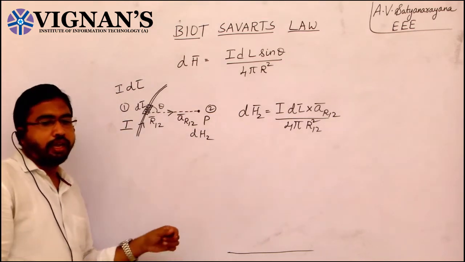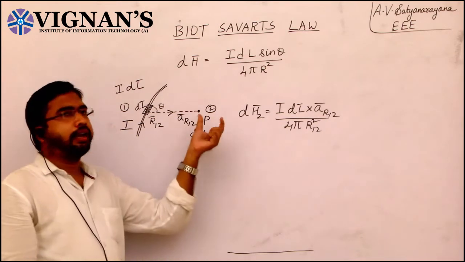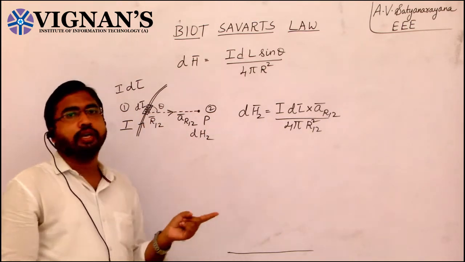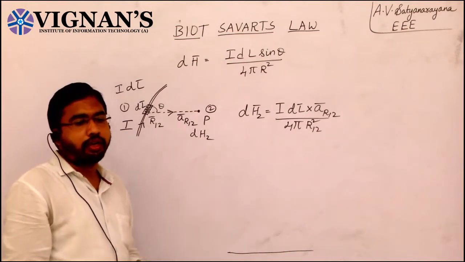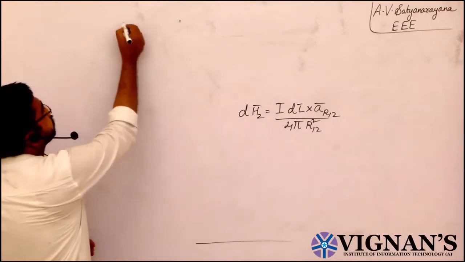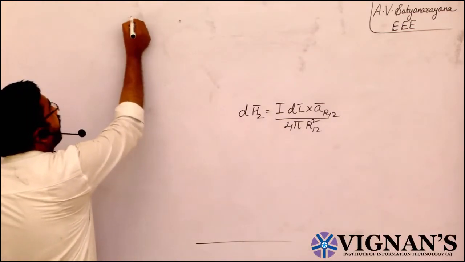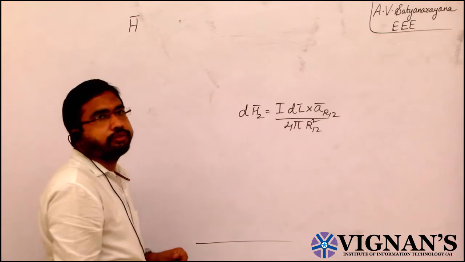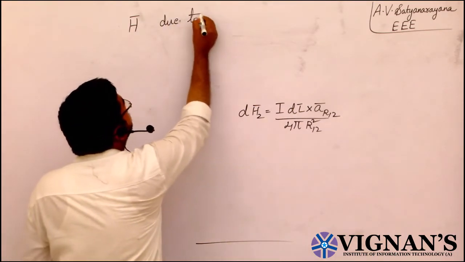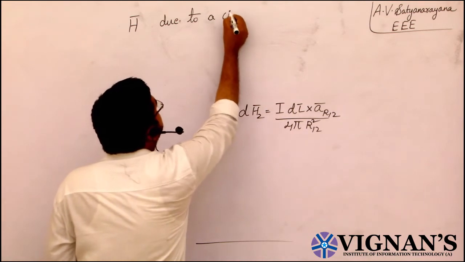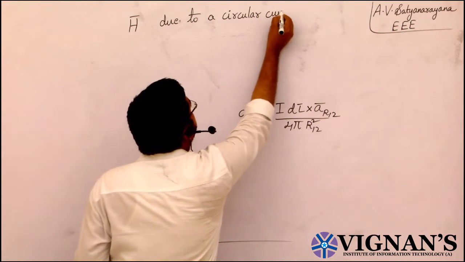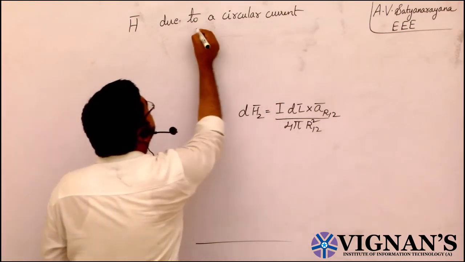Now today we are going to derive the expression for the magnetic field intensity due to a circular loop. Let us take the assumptions for that. Magnetic field intensity H due to a circular current carrying loop.